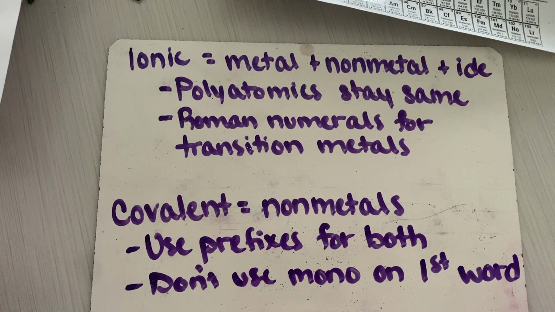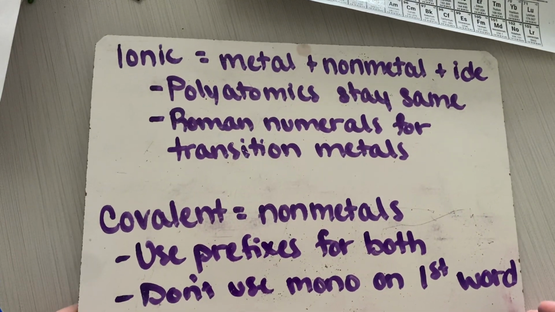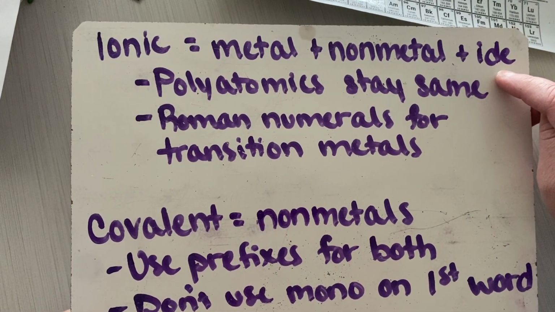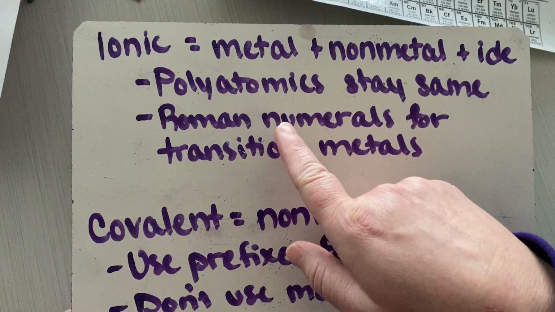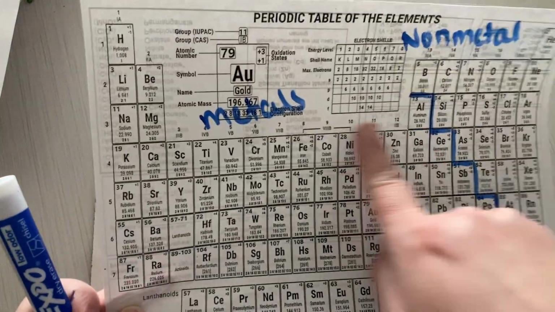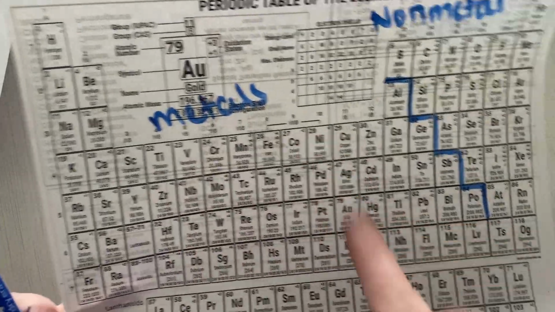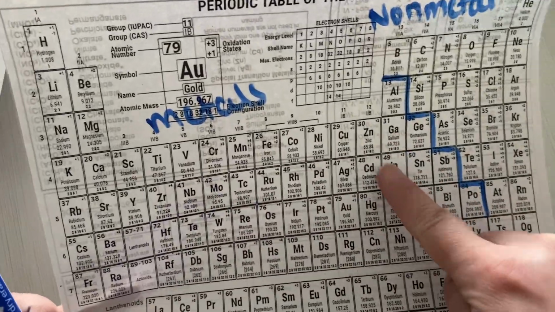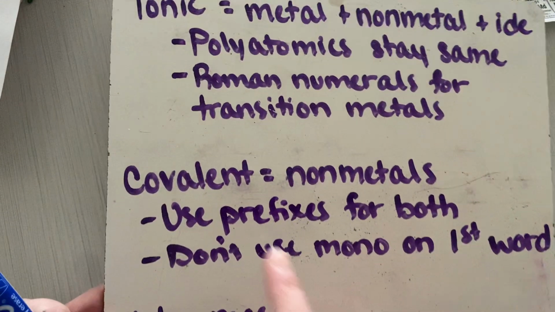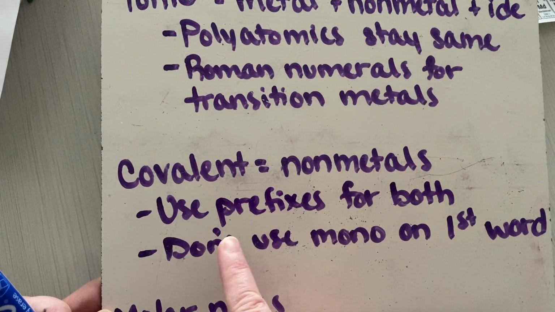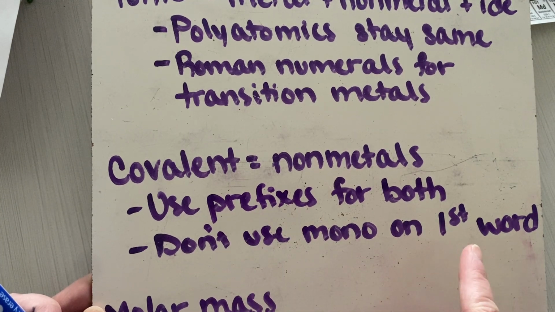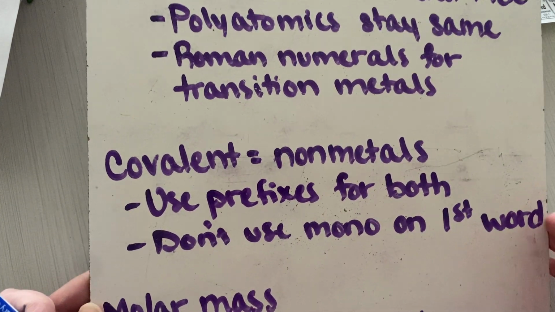Okay, so remember, ionics are made of metals and nonmetals and have "-ide" at the end of them when you're naming them. Polyatomics stay the same. Roman numerals for transition metals. And remember, our transition metals are here, and we do have some down in here also. Okay, our covalent are the nonmetals. They use prefixes for both, except we don't use mono on the first word. That's really all you need to worry about those.